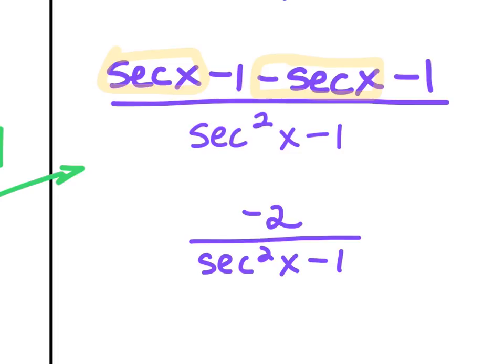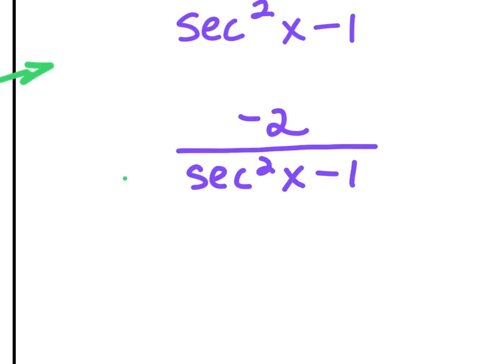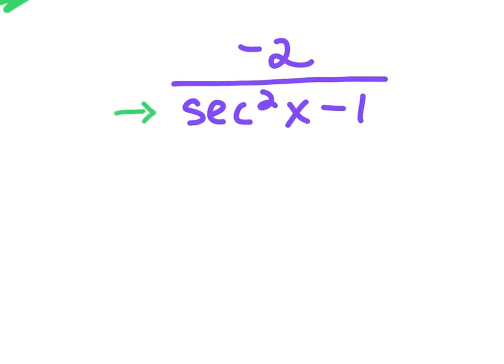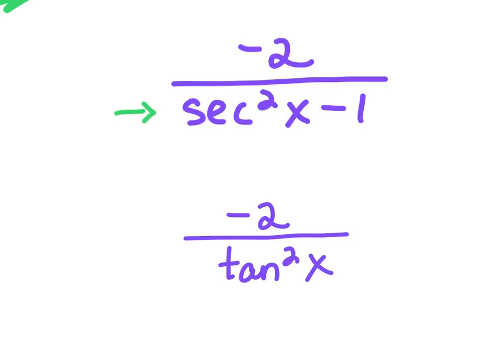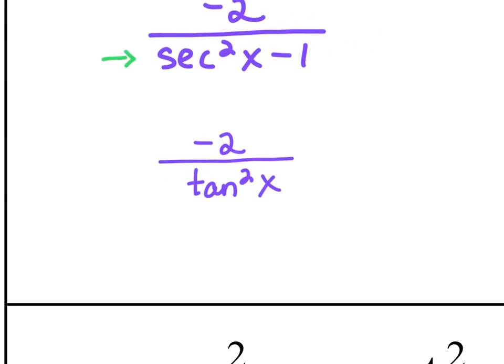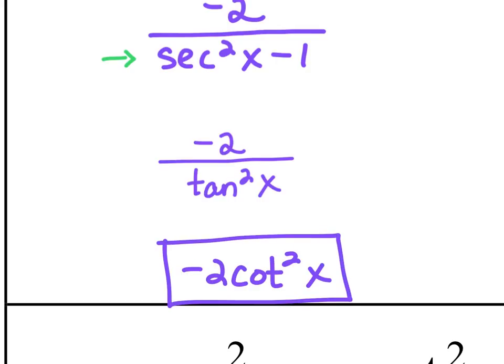Now, when you see this denominator, secant squared of x minus 1, you should recognize that that's equal to tangent squared of x. So now I have negative 2 over tangent squared of x. And all of that is going to give me negative 2 times cotangent squared of x. Cotangent because it's the reciprocal of tangent. In a simplified expression, we don't want to have a denominator.